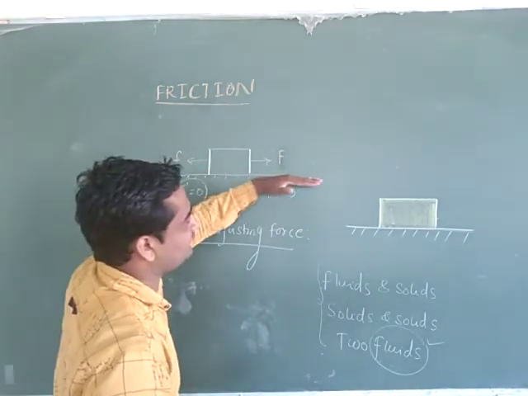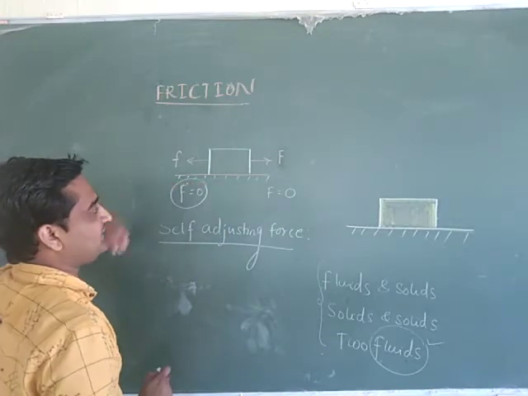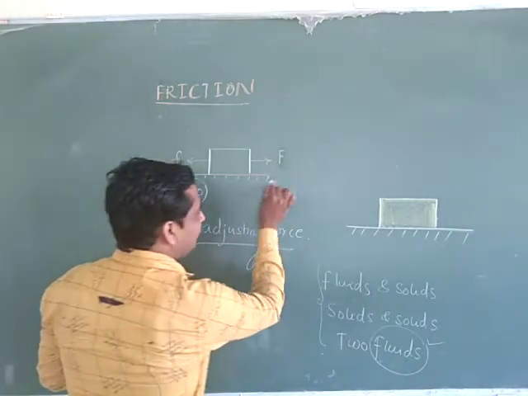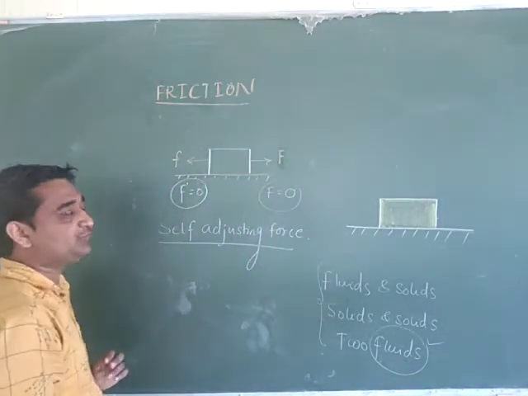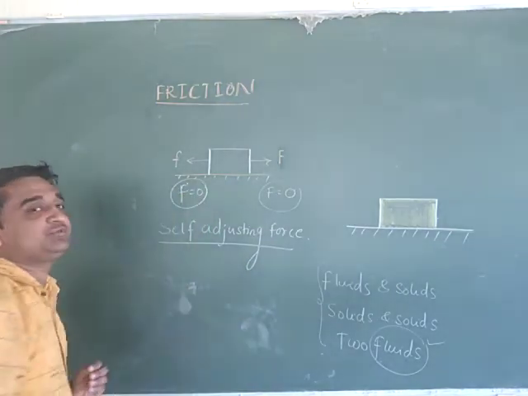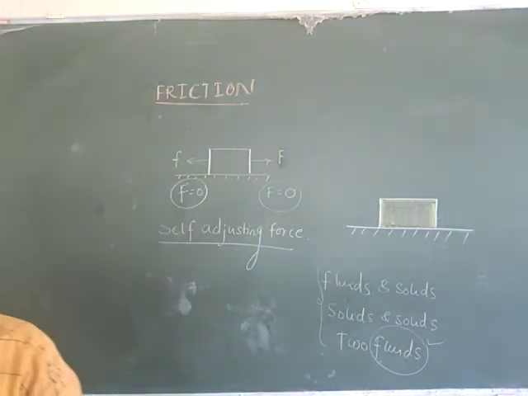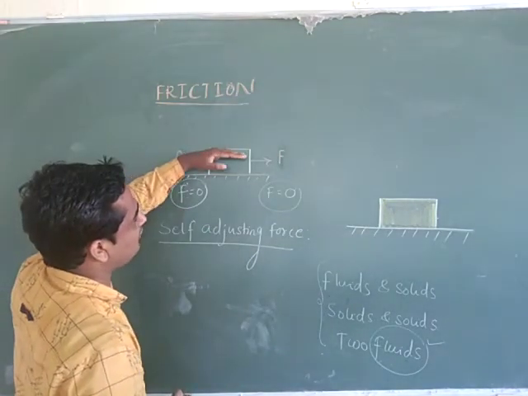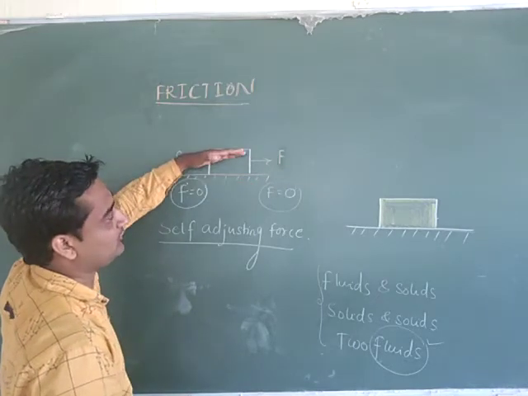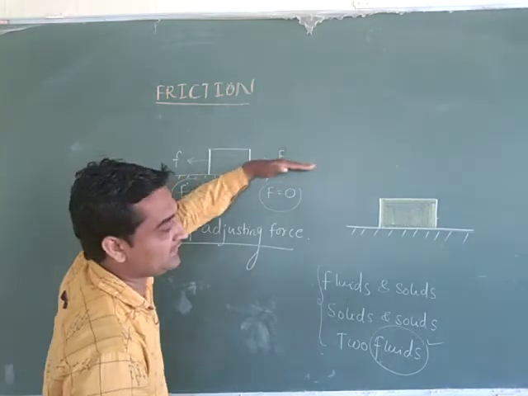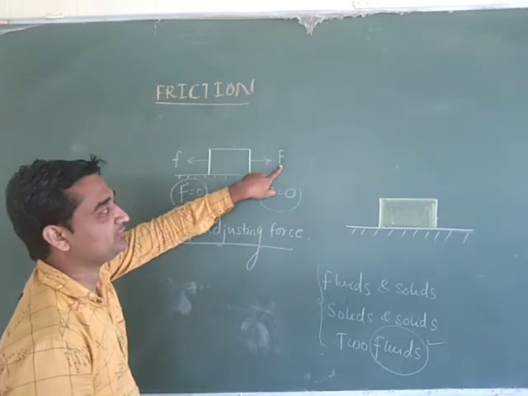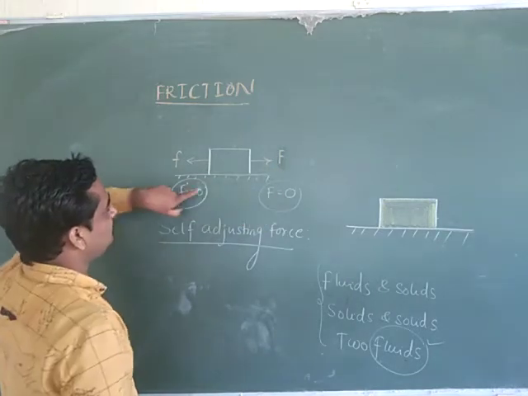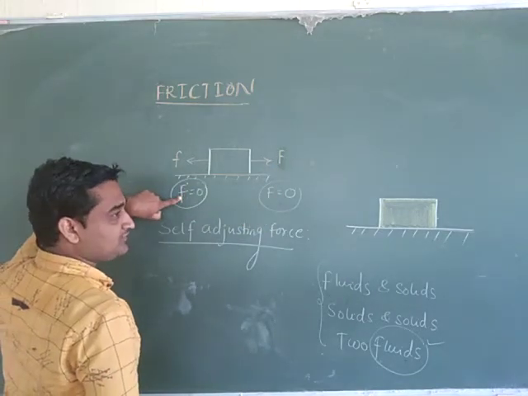So when we apply force in one direction, the frictional force will act in the opposite direction. When F is equal to 0, the applied force is equal to 0, the frictional force is also equal to 0. I have considered here one block on the surface, a solid block you can consider here. We are trying to move it by applying force. When F is equal to 0, this frictional force is also equal to 0.